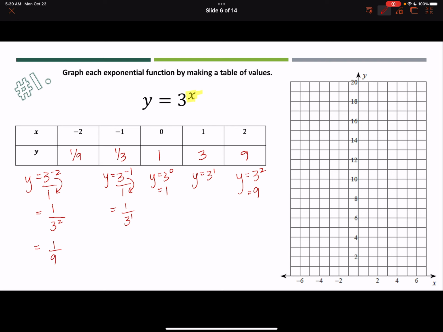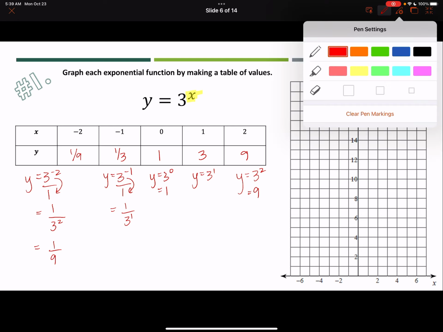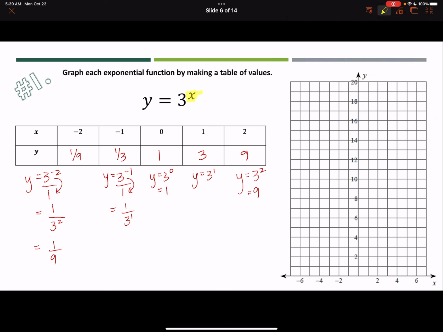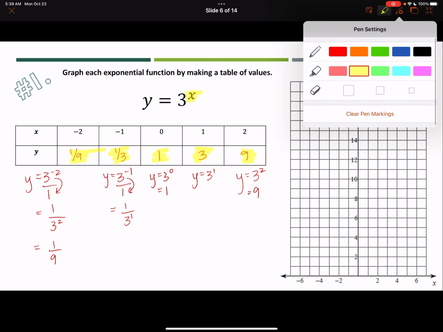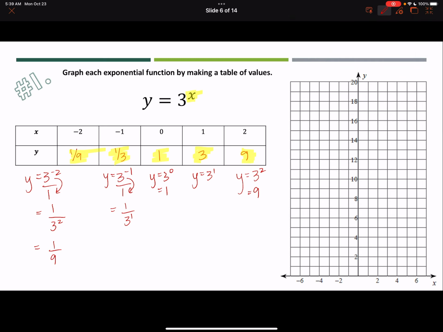So look at this table at the y values again. These y values, what's the pattern? Hopefully you can see that the pattern is that with every next y value, I'm multiplying the previous y value by 3. All right, so we can make the table of values now.